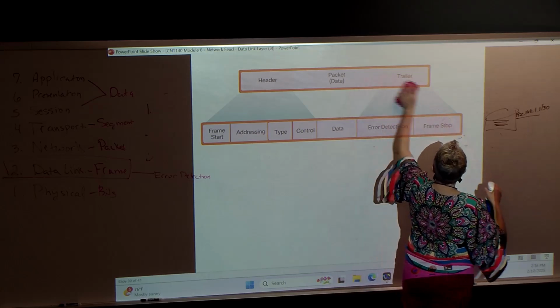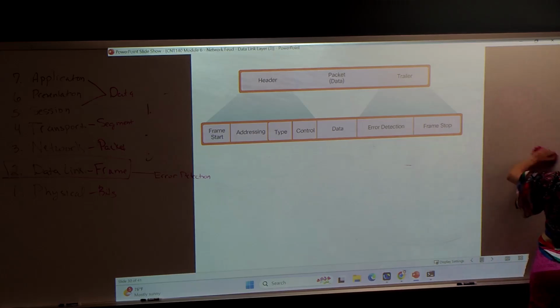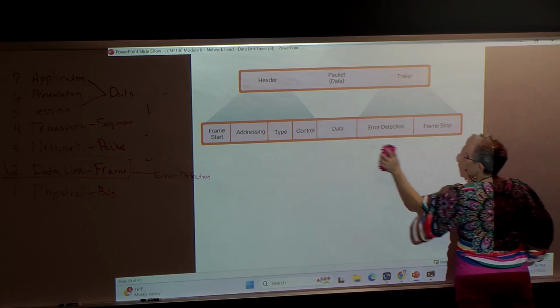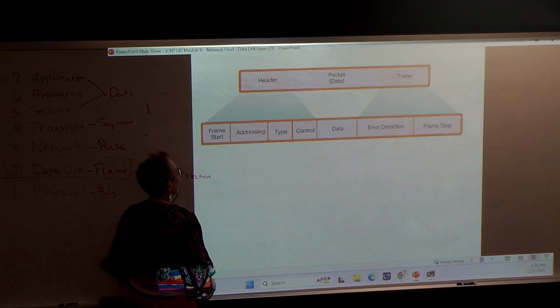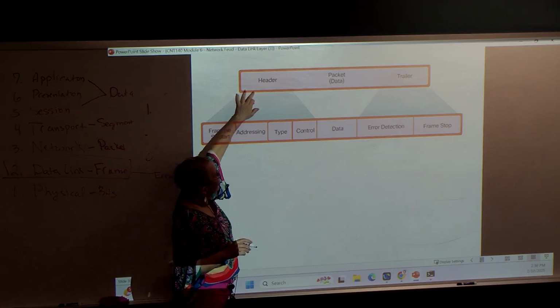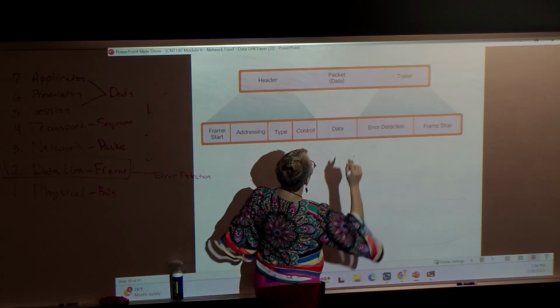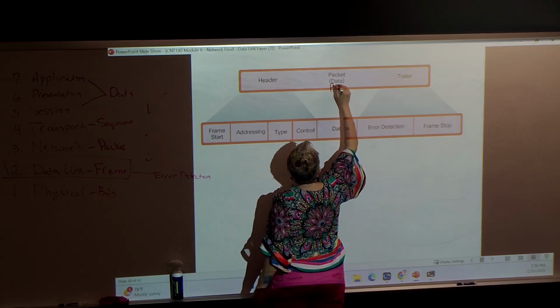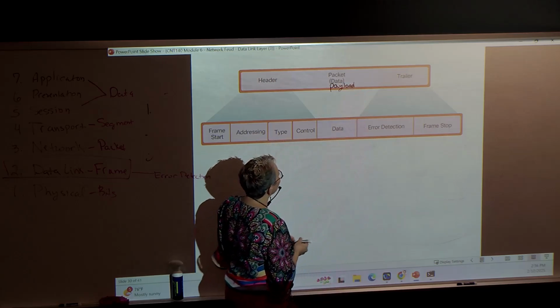Now remember, this is the frame, so what layer am I at? I'm at 2. So this is the header. Now, this says packet data. There's another word that I see this referred to, and that is the payload.